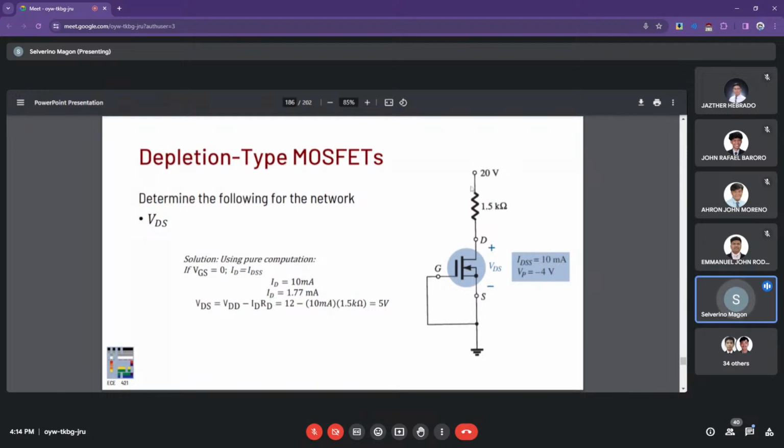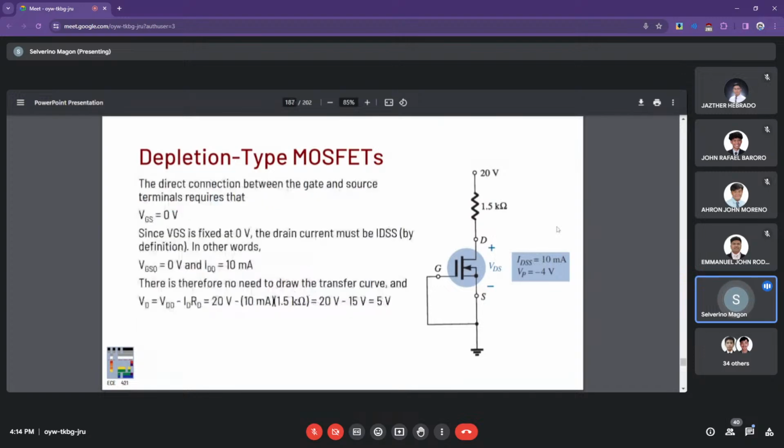We're going to have to recheck the calculation for this, but here we can solve for the VDS, given at 5 volts. So we have the output at 5 volts, and between the gate and source, you have some bypass in that case.